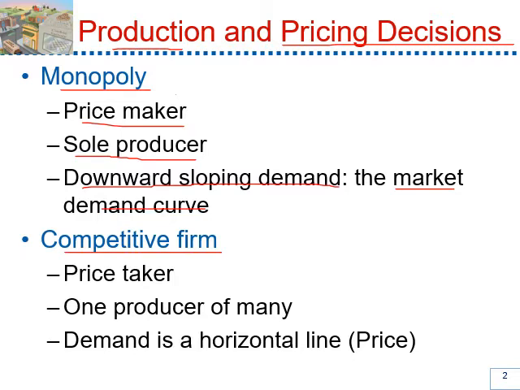On the other hand, competitive firms are price takers. Why? Because you have many buyers and sellers, so no one has the power to influence the price of the product. There are several producers. The demand curve is a horizontal line, which is also the price, so the demand curve is perfectly elastic in that sense.